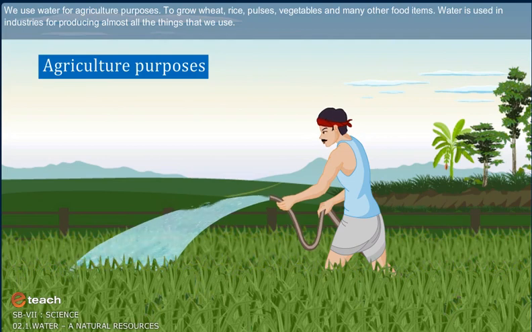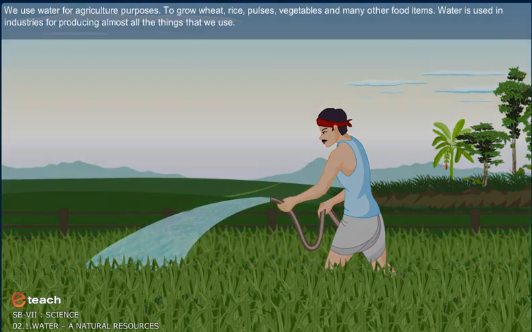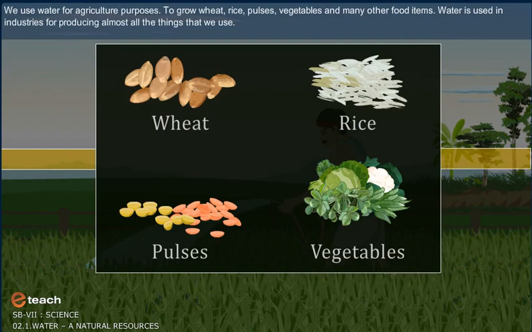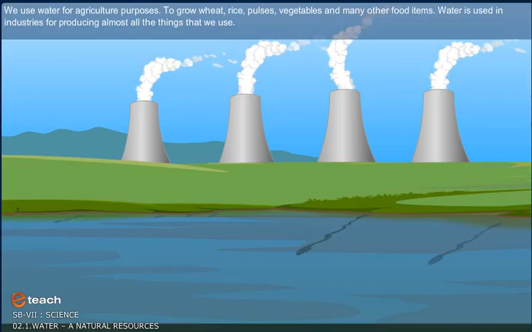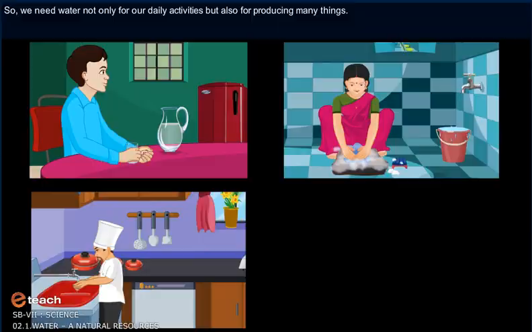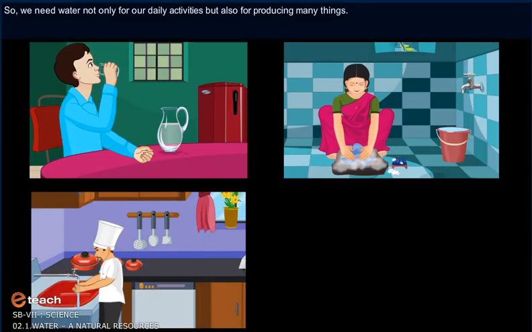We use water for agricultural purposes, to grow wheat, rice, pulses, vegetables and many other food items. Water is used in industries for producing almost all the things that we use. So, we need water not only for our daily activities but also for producing many things.